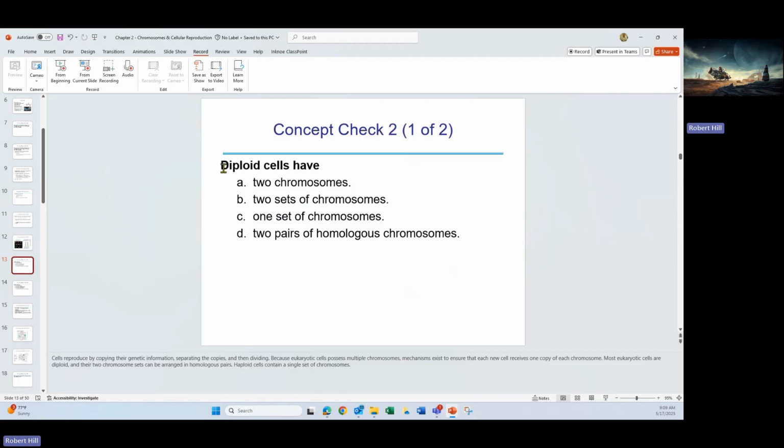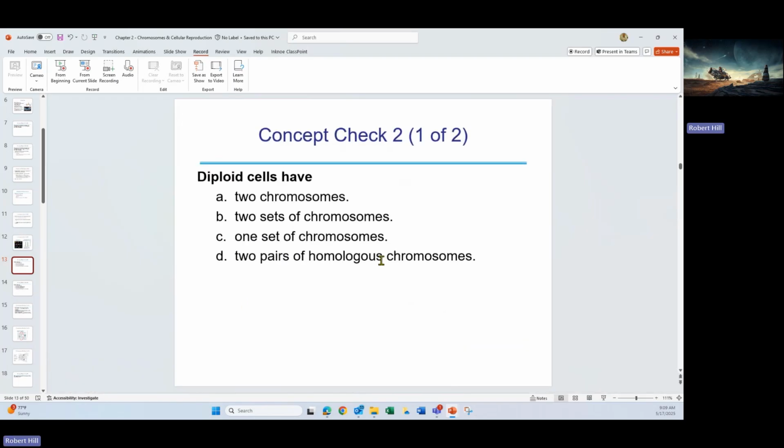All right, diploid cells have 2 chromosomes, 2 sets of chromosomes, 1 set of chromosome, 2 pairs of homologous chromosome. What do you think? All right, you are correct. 2 sets of chromosomes, right?